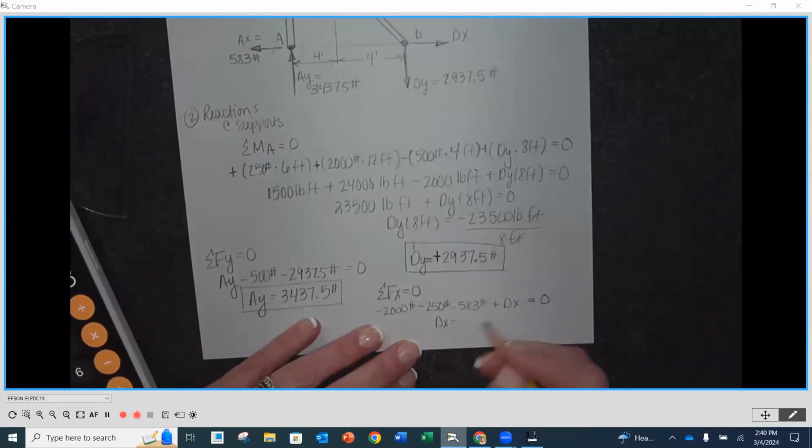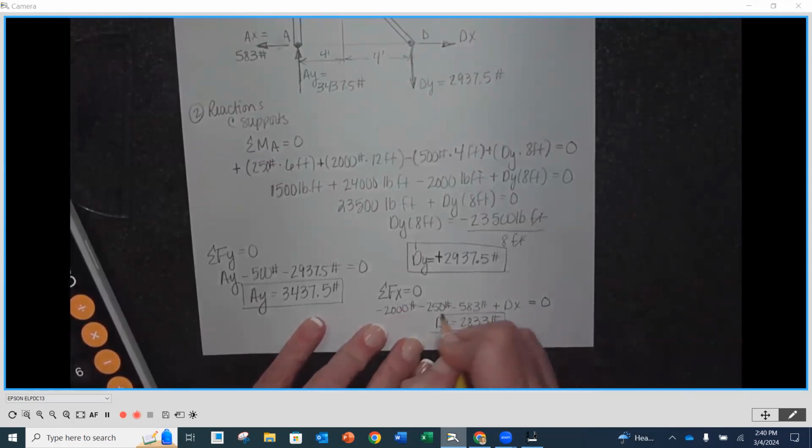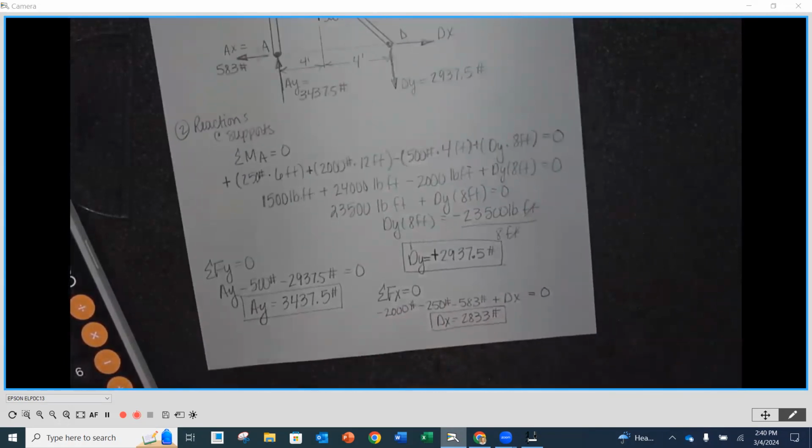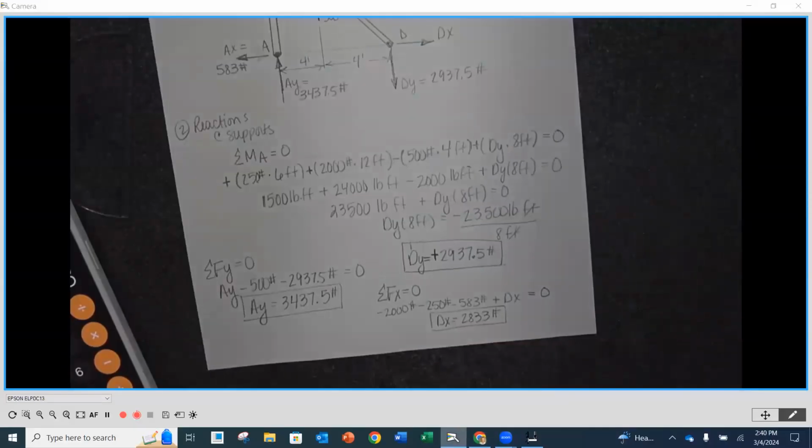So dx is going to be equal to, these will be negative on this side. I'm going to put them to the other side. They become positive. So 2833 pounds. Okay. And just going to peek really quick. Yep. Correct answer.